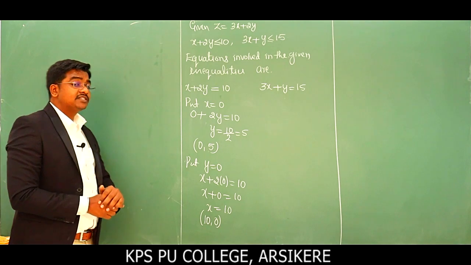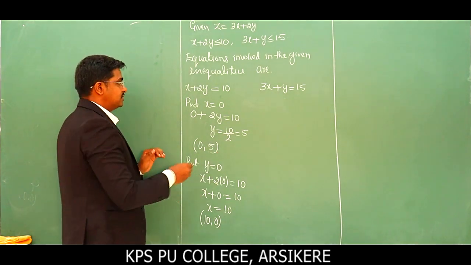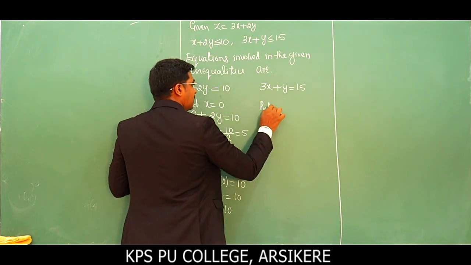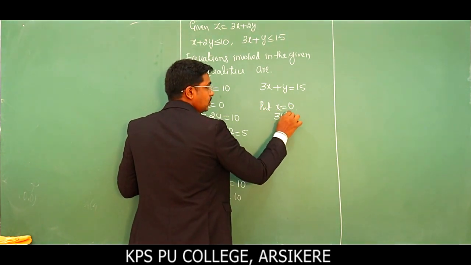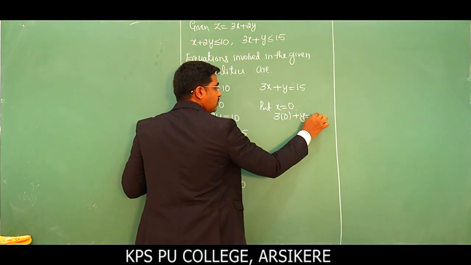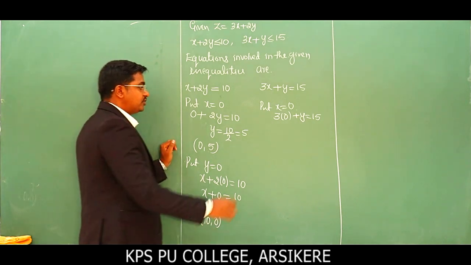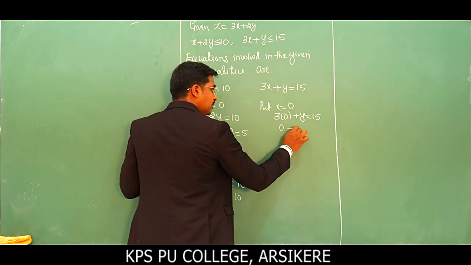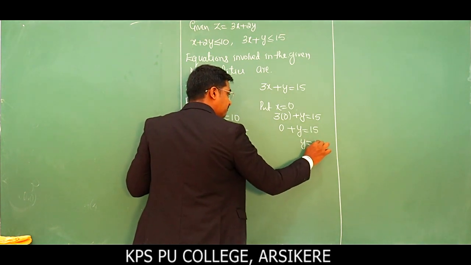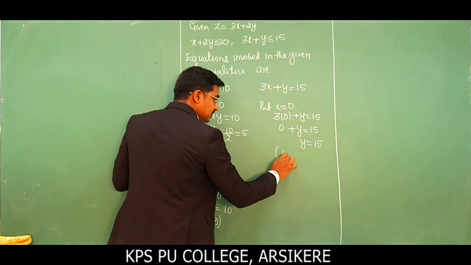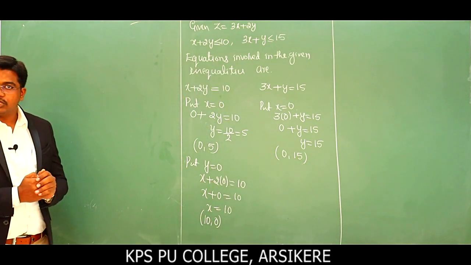Okay. Next note on second equation again. Similarly substitute. Put x is equal to 0. So this becomes 3 into 0 plus y is equal to 15. 3 into 0 is nothing but 0, plus y is equal to 15 ಆಗುತ್ತೆ. We get here y is equal to 15. Corresponding point becomes 0, 15.